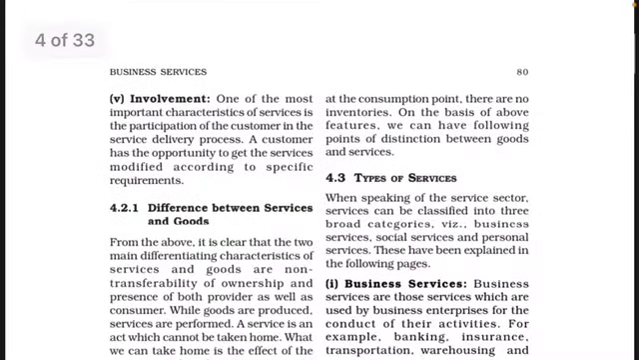Moving to the next, involvement. Yes, this is quite an important point. Involvement means that there should be the participation of the customer in the service delivery process.